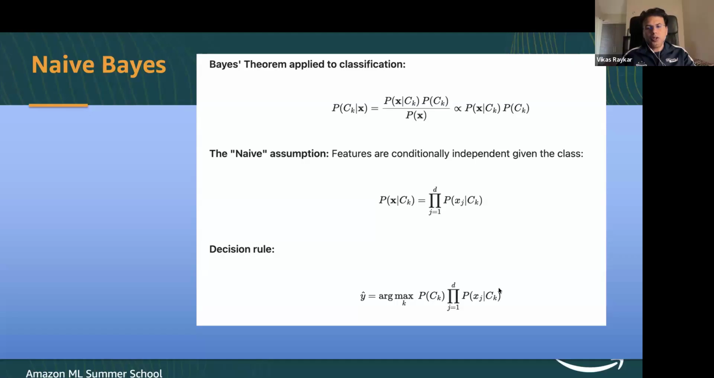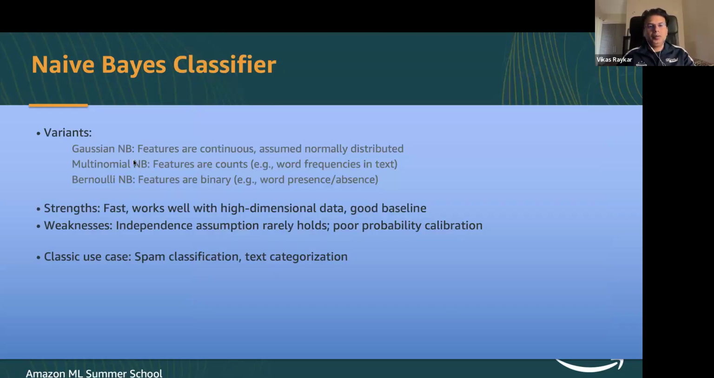Based upon how you model probability of xj given ck, you have different variants. If the features are continuous, typically you can model each one as a Gaussian distribution, normally distributed, and then it's called Gaussian naive Bayes. If the features are counts, for example word frequencies in text, it is multinomial naive Bayes. If features are binary, like word presence or absence, then it is Bernoulli naive Bayes.